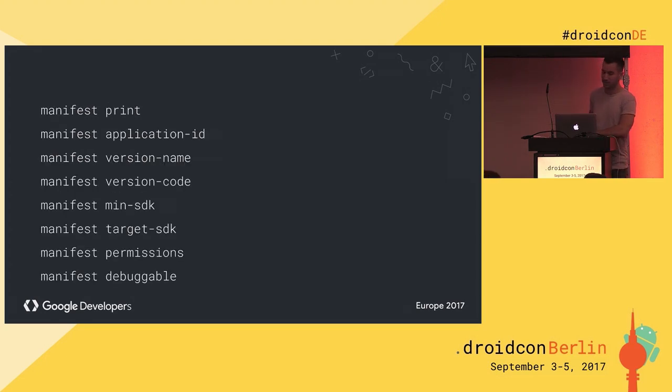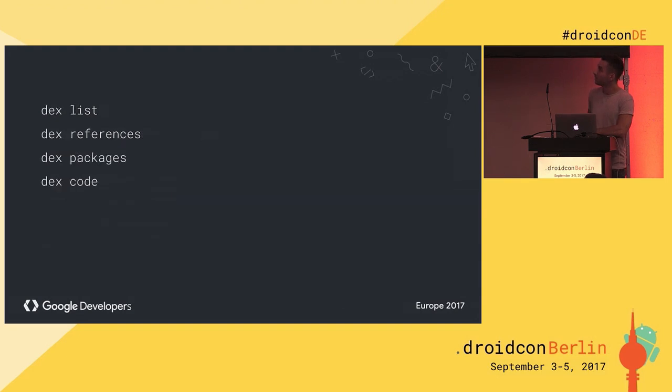Then you can look at things in the manifest. If you need to quickly figure out the application ID, the version name, just verify some things about the APK manifest, you can do that. Finally, for dex, you can actually list all the dex files. If you have any problems with multi-dex, if you're worried you will exceed the 64K method limit, you can actually print how many method references there are in every dex file.